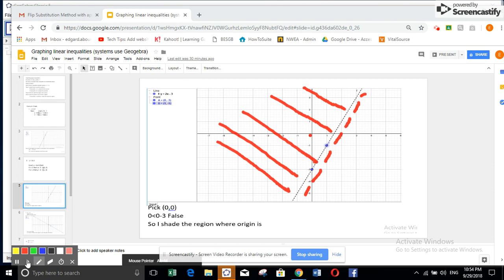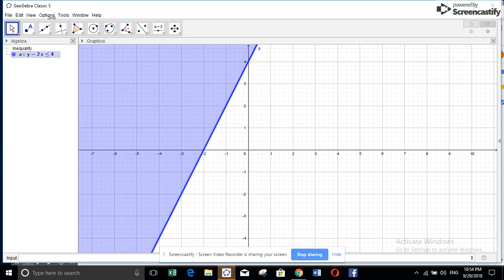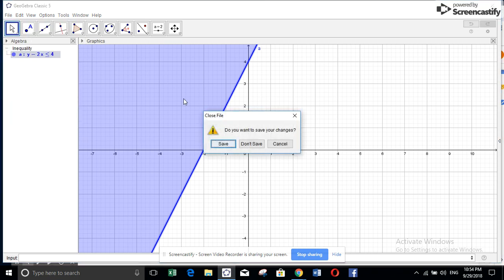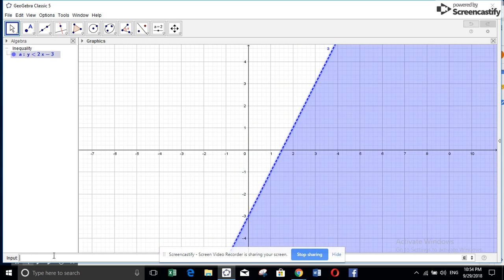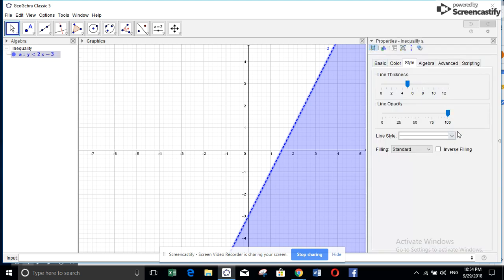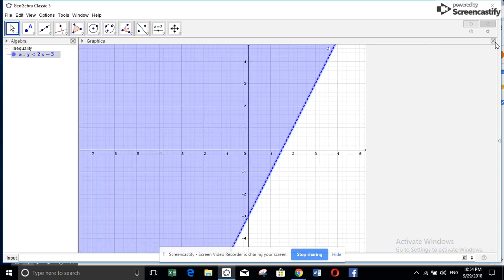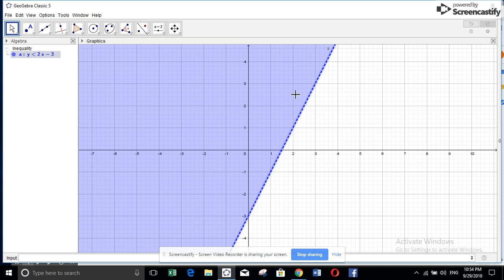So let us do it on GeoGebra. I need to graph y less than 2x minus 3. Again, I go to object properties, style, inverse filling. So this will be my accepted region. So it will be this whole part without the boundaries. As you can see, the boundary is dot.